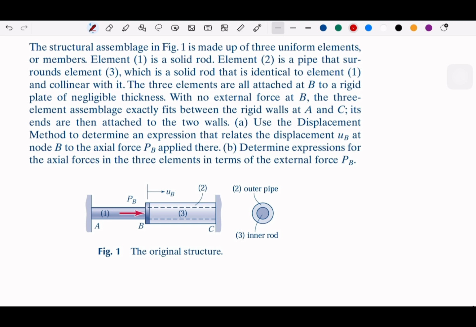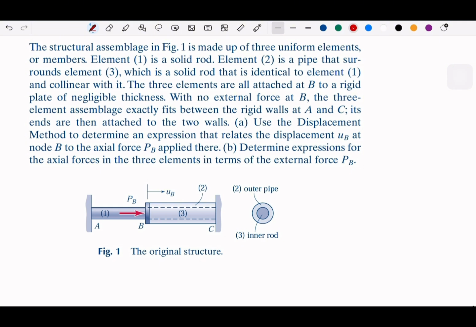So you can also write that the total elongation there is zero, right? Use the displacement method to determine the expression that relates the displacement UB at node B to the axial force PB applied there. So we apply the force here, and then we try to compute UB. Determine expressions for the axial forces in the three elements in terms of the axial force PB. So what are the axial forces in the three elements? Which means we are going to take the three elements as E1, E2, and E3, the elongation for each part. But we need to write it in terms of PB.